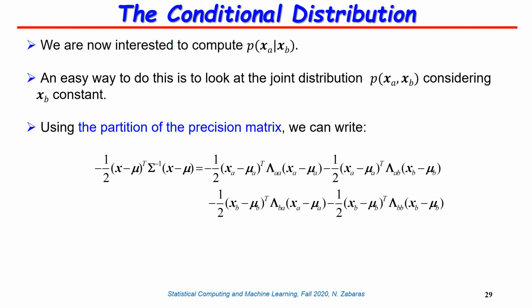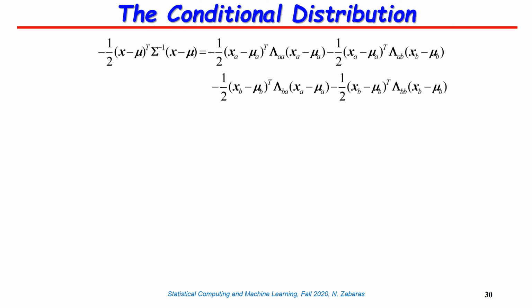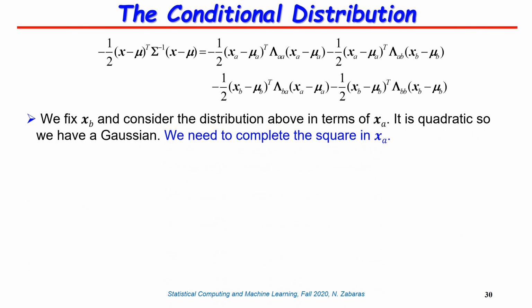Everything else is just a constant, including XB, okay? I only need to keep the terms in XA so I can identify what type of Gaussian is going to come out of this. Obviously it is going to be a Gaussian. I see here X_A transpose lambda_AA X_A, so immediately I see this term coming in. If you look at all the other terms, there is no quadratic term in XA. So immediately the only quadratic term is this.